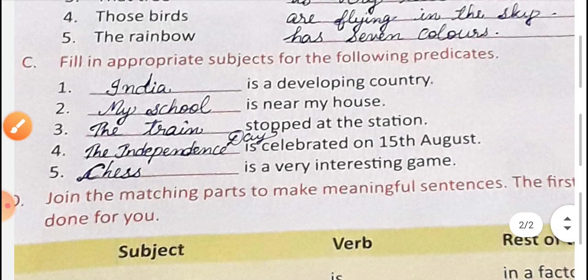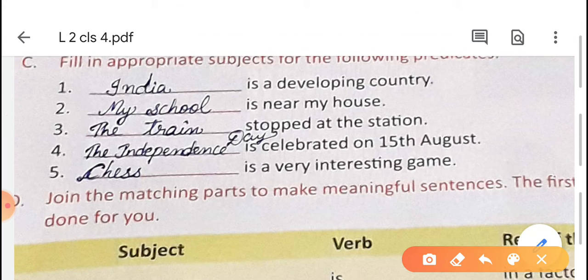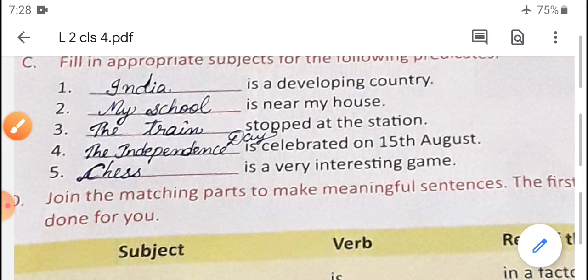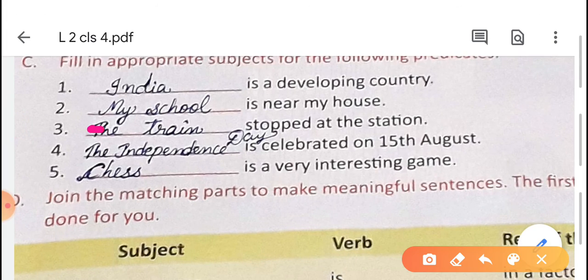Exercise part C. Fill in appropriate subjects for the following predicates. So predicate part is given here, we have to fill with the subject part. So here also you can write your own answers. It is not compulsory to write my answers. Okay, but the answer should be right. First one, dash is a developing country. Here answer is India. Second one, dash is near my house: my school. You can write any park, church, anything.